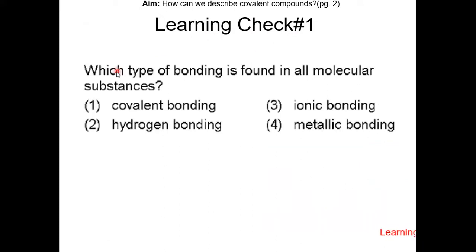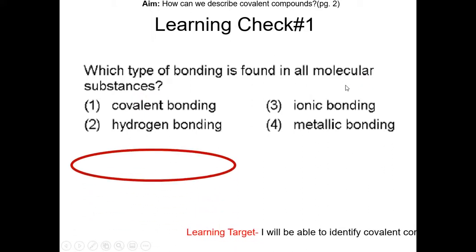Learning check number 1. Which type of bonding is found in all molecular substances? Pause the video and resume once you have the answer. So when you see the word molecular, it means covalent. So the answer is choice 1.